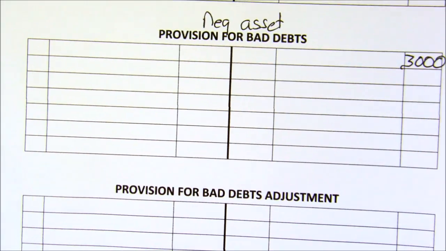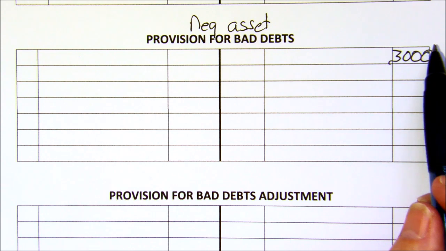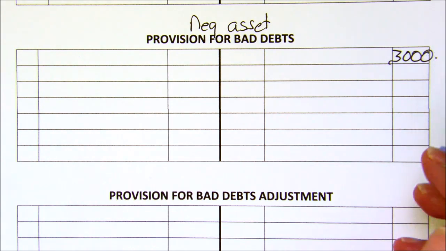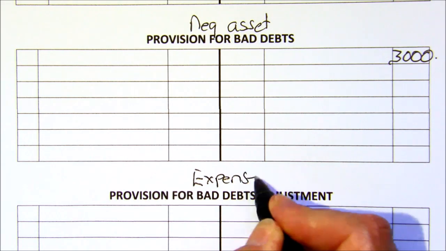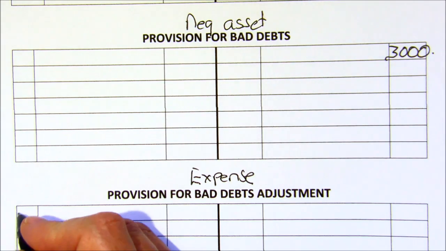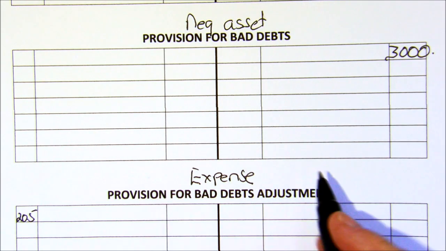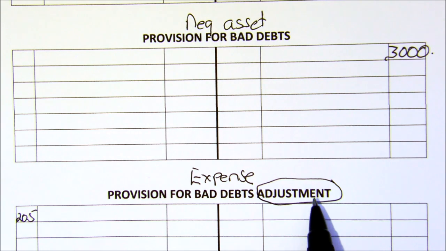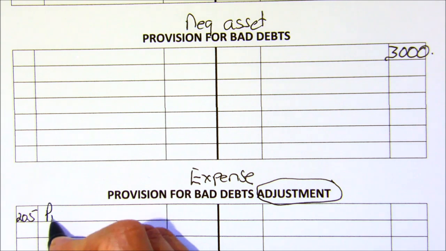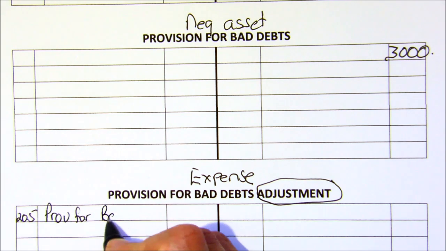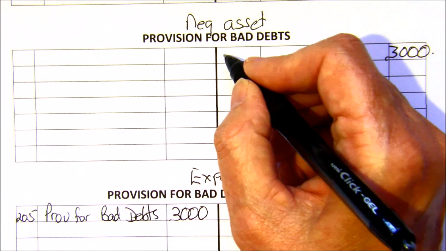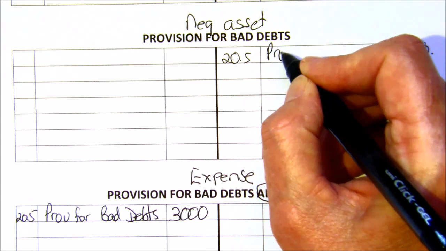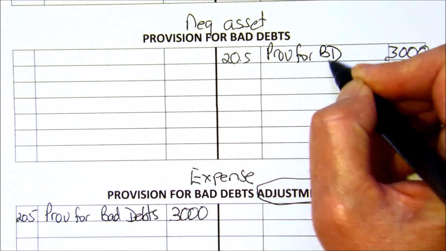But now, if we've credited this negative asset account, we obviously need a debit. And the same as we did with our depreciation, we're going to put it into an expense account. And my expense account then is called a provision for bad debts adjustment. Now, that's what's dividing these two. You see this where it's got the adjustment, that's the expense account. And so we will have provision for bad debts here, as where my double entry is, with the 3,000. And obviously in this account, it would have been provision for bad debts adjustment.